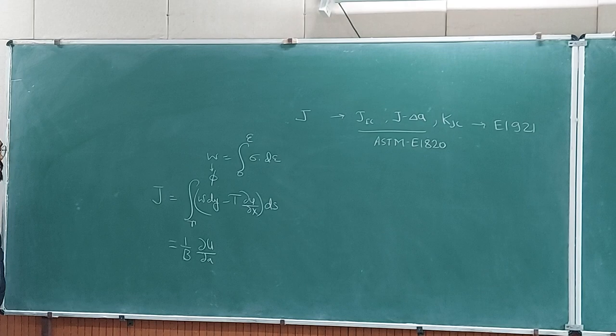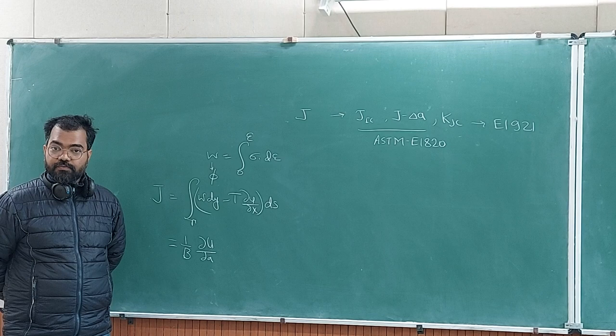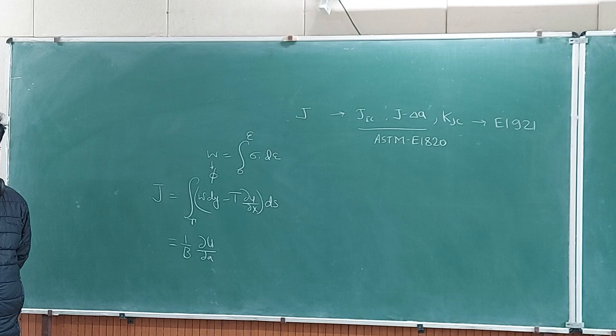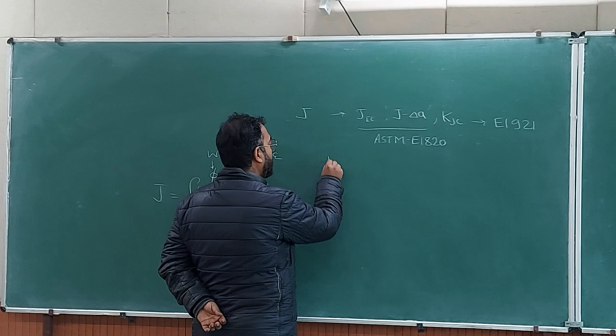Many people would have tried the second expression, but nobody would have dared, so far, to try finding the J integral experimentally using the line integral equation, the first expression. But Rice did it long back, when it was first done experimentally.